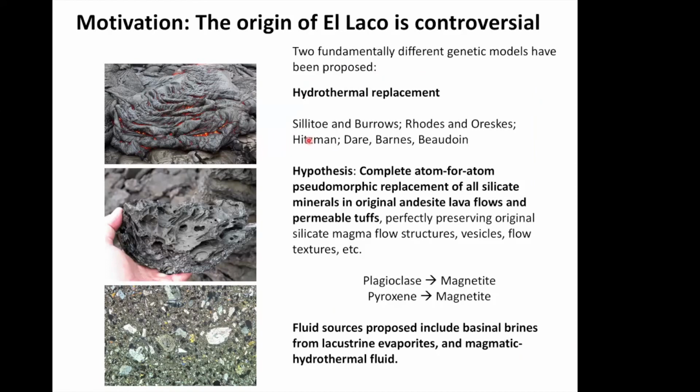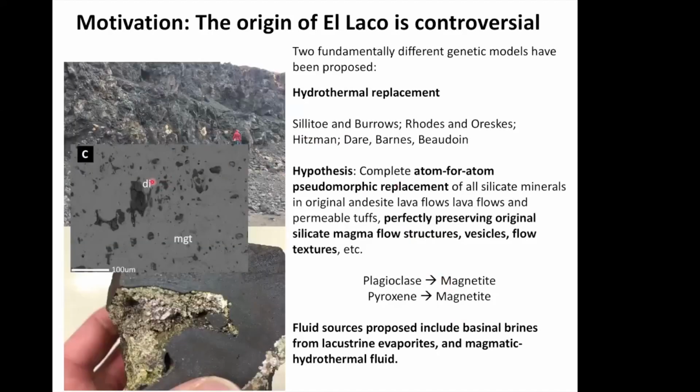So step one is eruption of silicate lava flows, and step two is atom for atom replacement of all the silicate minerals within those lava flows by the mineral magnetite, meaning that we have a fluid that percolates into the system and completely removes all of the pyroxenes, all of the plagioclase, all of the amphibole, all silicate phases, and precipitates in their place magnetite, preserving all of the original textures. Now, there are different fluid sources proposed for this model that include basinal brines from lacustrine evaporites and also magmatic hydrothermal fluids. So this is hypothesis one.